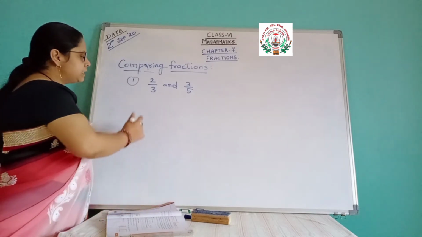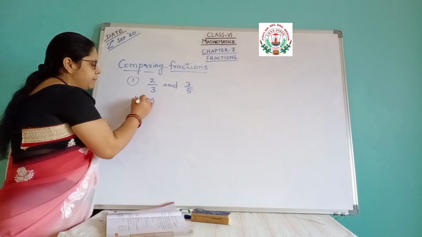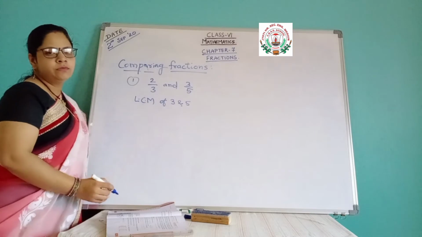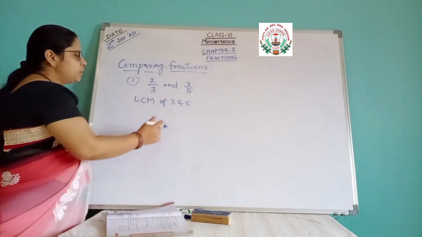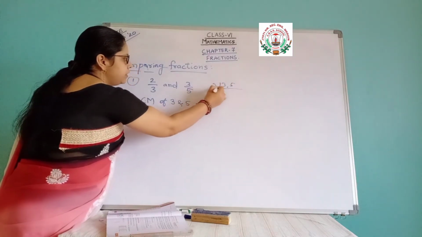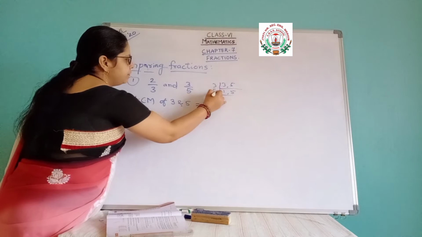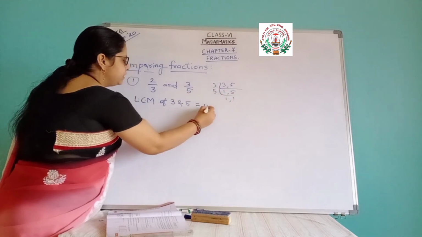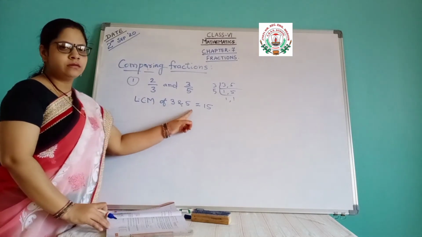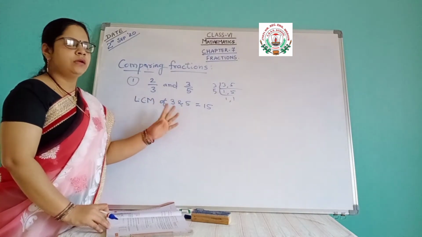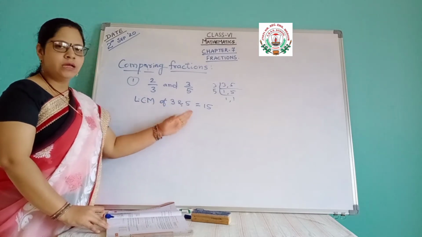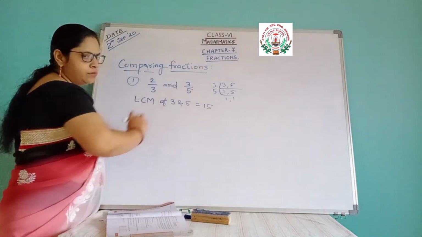How will we make the denominators the same? First we will take out the LCM of the denominators, that is 3 and 5. You have studied LCM in the previous chapter. So the LCM of 3 and 5: 3 one time, 5 copy down the same, then 5 one time, 3 5s are 15. In short, if the numbers are completely different, meaning they do not come in each other's table, the multiplication of those numbers is the LCM. So the LCM of 3 and 5 is 15.